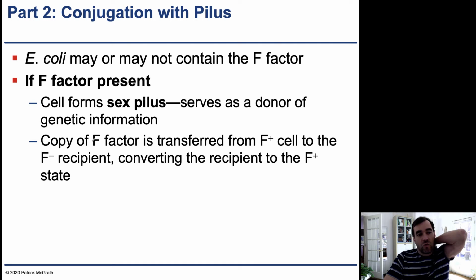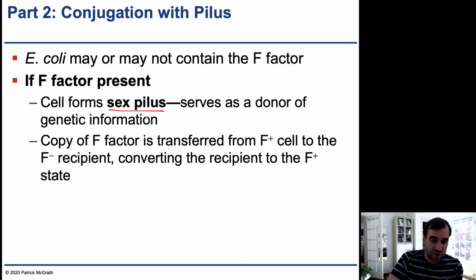So E. coli may or may not contain the F factor, and if the F factor is present, one way you know that is if you look underneath a microscope, you can see these cells have the sex pilus. Pilus is the singular, pili is the plural version of that. And so this serves as the donor of genetic information. This is how the DNA can actually make it from one cell to another.